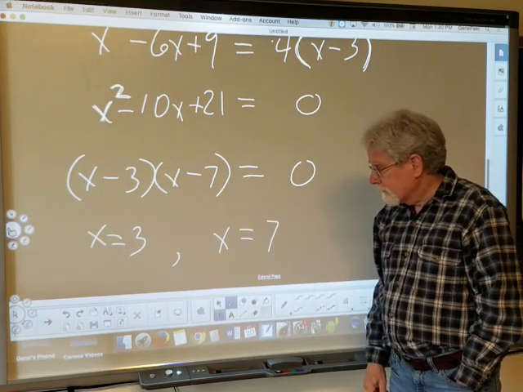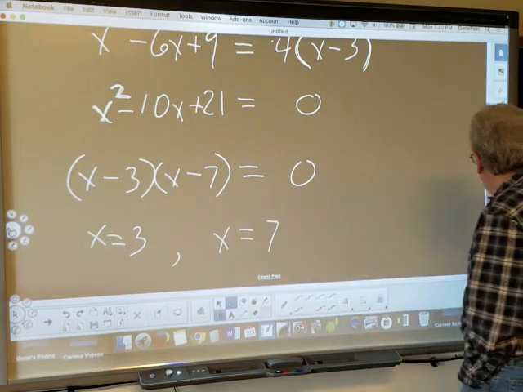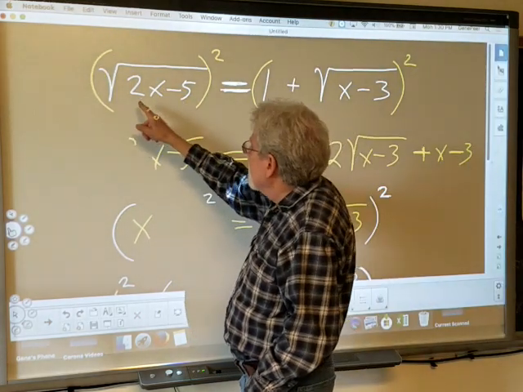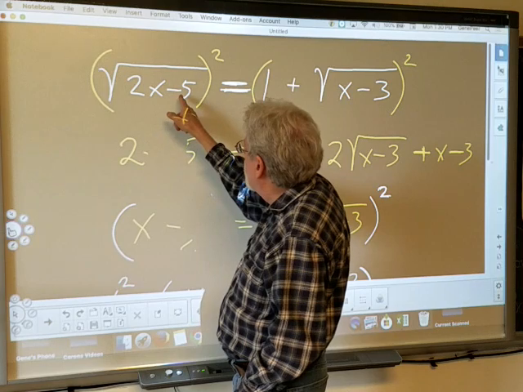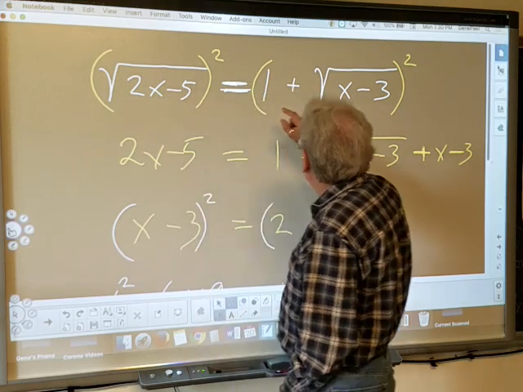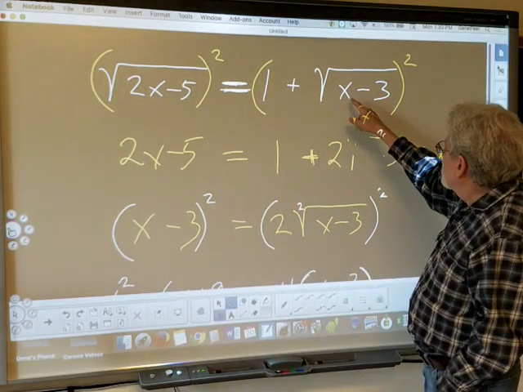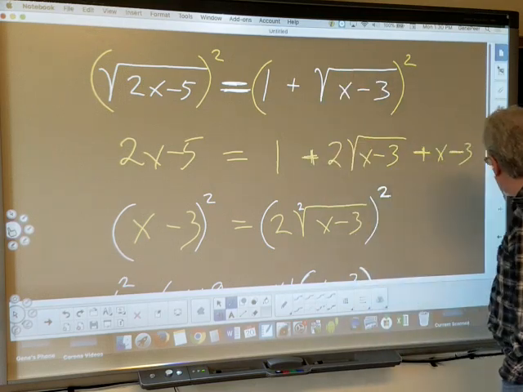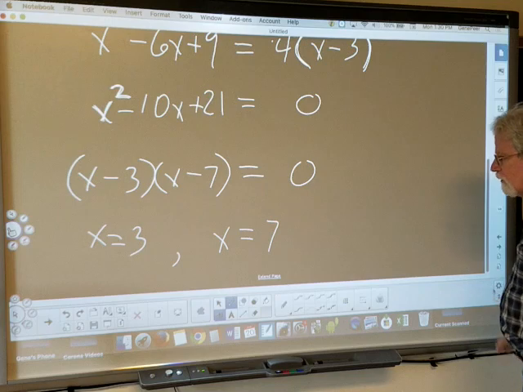But we need to check them. See if they both work. We go back here. We put a 3 in here. That gives us 6 minus 5 is 1. Square root of 1 is 1. Over here we're going to get 1. We put a 3 in here. 3 minus 3 is 0. Square root of 0 is 0. Plus 1 is 1. 1, 1. It works. Tell you what, saving some time here so you won't be too terribly bored.